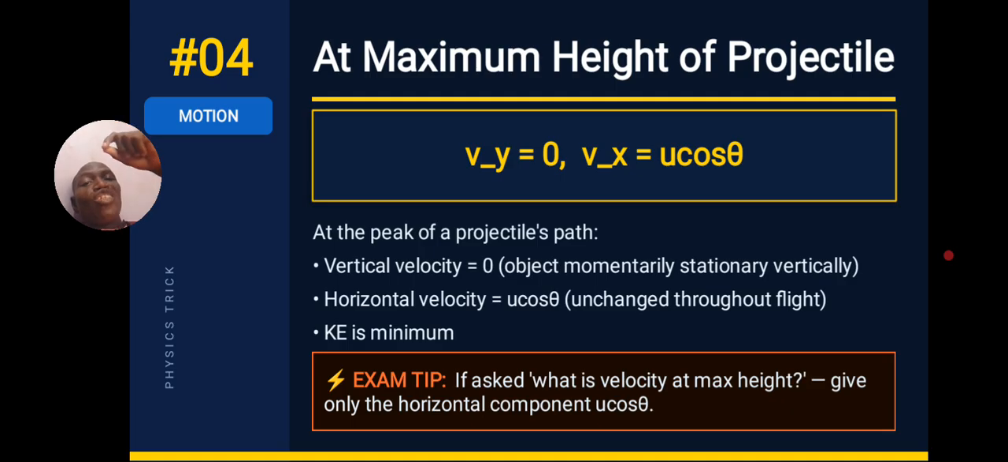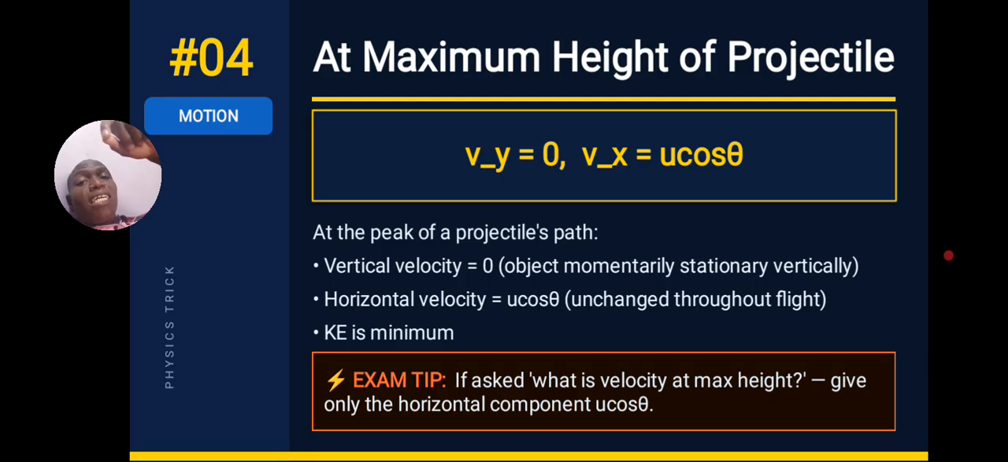That is to say, it has stopped moving vertically, because it's not going higher up again. It is now trying to find its way down. So the vertical velocity is 0. The horizontal velocity, you will use u cos θ. u cos θ, that's the initial velocity times the cosine of the angle it is moving at. Very important. Very important.